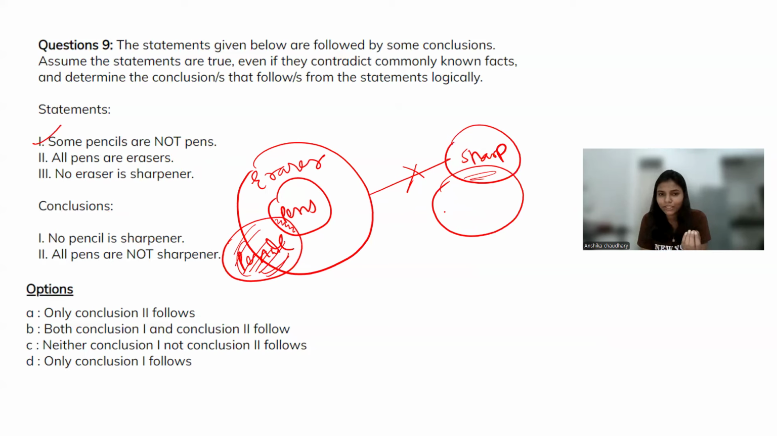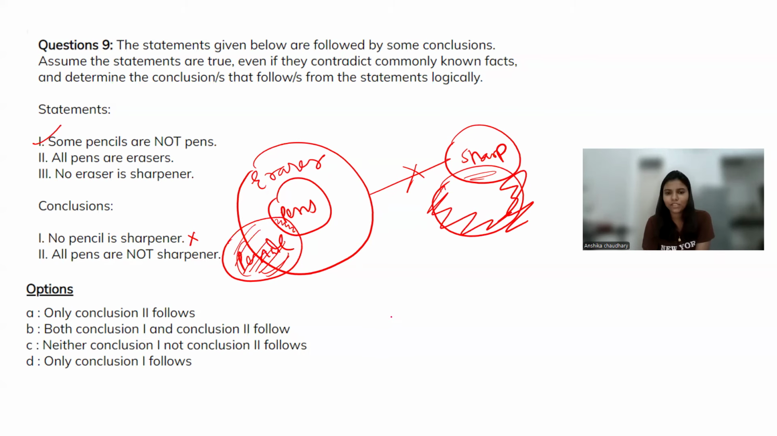There are multiple possibilities. So if you are not 100% sure about any idea or any fact, you will mark no, right? So there is a possibility, but not surety. So you will mark no. Now, all pens are not sharpeners, so don't consider this now. So see, if an eraser cannot be a sharpener, how can a pen be a sharpener?